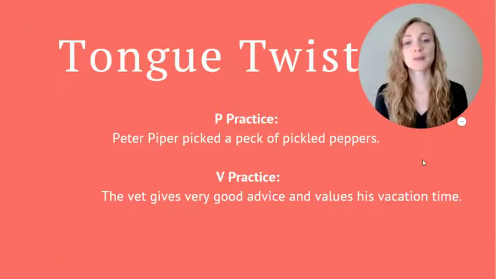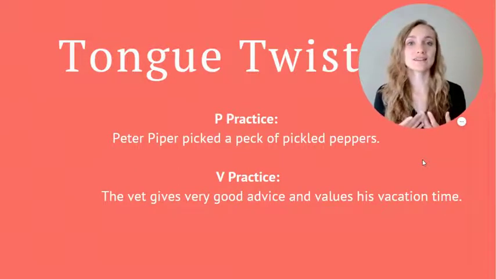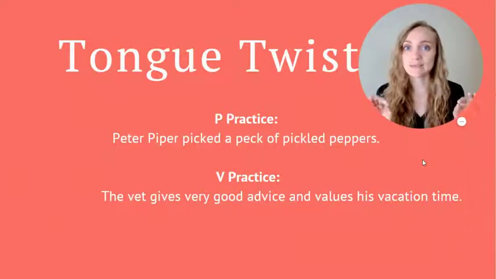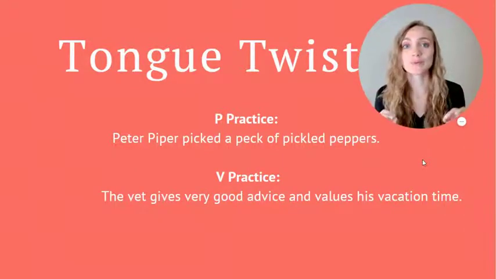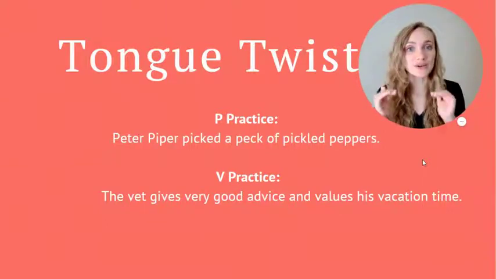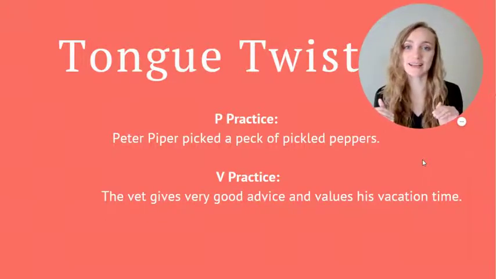Peter Piper picked a peck of pickled peppers. All right. So take this as slowly as you need to practice. And remember with the P, if you want to find that sound without producing any B sounds, we don't want a B, we want a P. You can whisper the tongue twister to practice with your P.